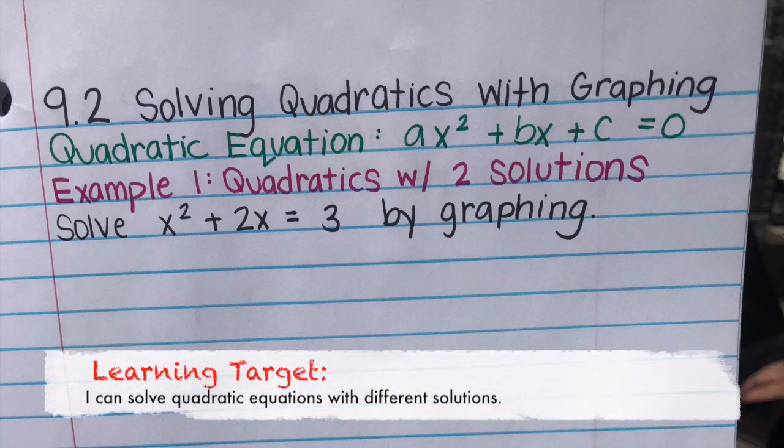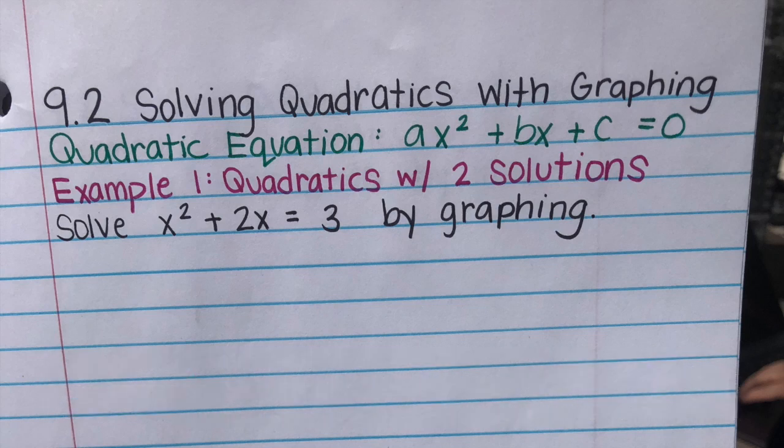Alright, you guys, today we are starting section 9.2, which covers solving quadratics with graphing. So just to review, a quadratic equation is when we have some number x squared plus bx plus c equal to 0. So that's what we've been spending a lot of time working with over the past few weeks. In example 1, we're going to be looking at quadratics that we can solve and that are going to have two solutions.